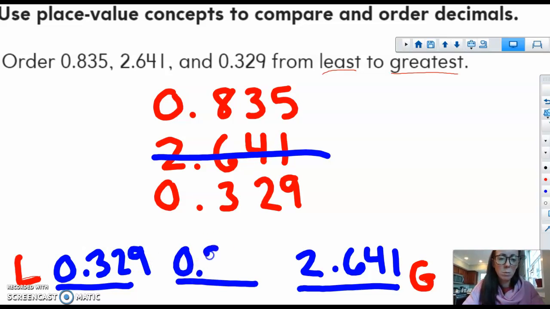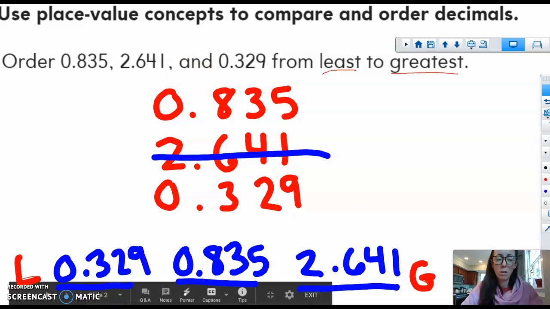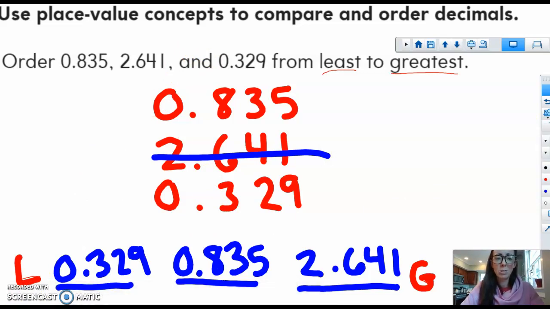My middle decimal is 835 thousandths. Again, my biggest tip is to make sure that you are stacking your decimals vertically on top of each other so that you can compare them, and also paying attention to whether they want it from least to greatest or greatest to least.